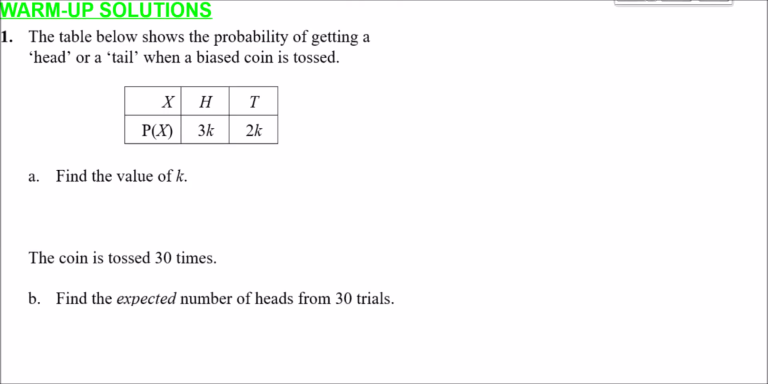So warm-up question 1. We need to find the value of k for this probability distribution. So this just goes back to essentially GCSE. The sum of all probabilities must add up to 1. So here, heads plus tails is 3k plus 5k, therefore 5k must equal 1. And if 5k equals 1, if we divide through by 5, k must be 1/5.